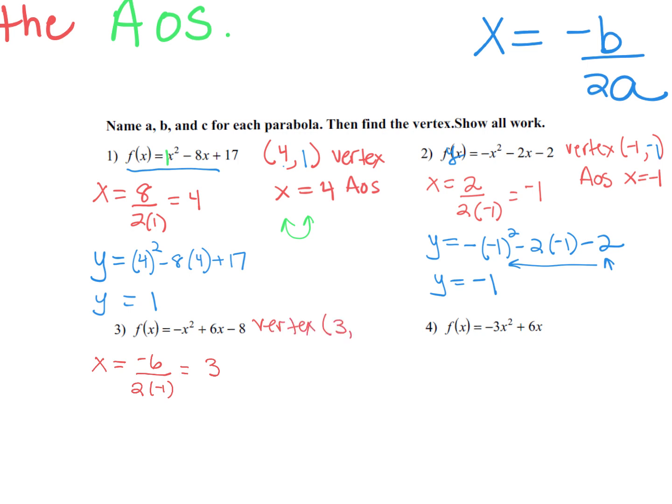So we know the vertex, the x-coordinate is 3. We automatically know that the axis of symmetry is x equals 3. And now we're going to look and find out what that y value is. So it's the opposite of our x-coordinate squared plus 6 times our x-coordinate minus 8. And so when we do that arithmetic, that computation should come out that y is equal to 1. And there is our vertex of our parabola as well as our axis of symmetry.